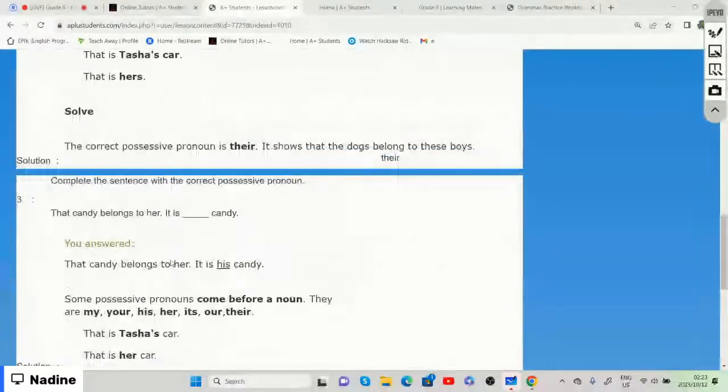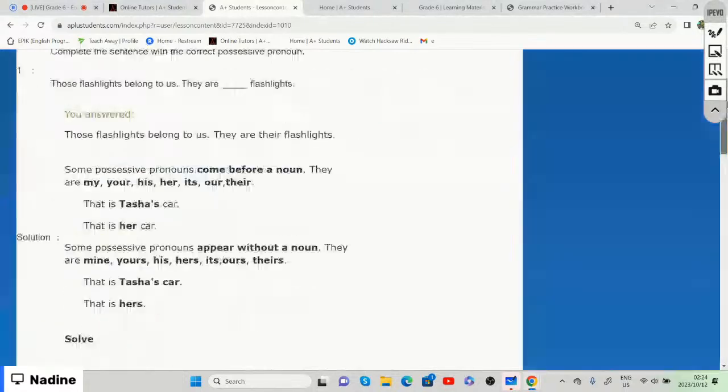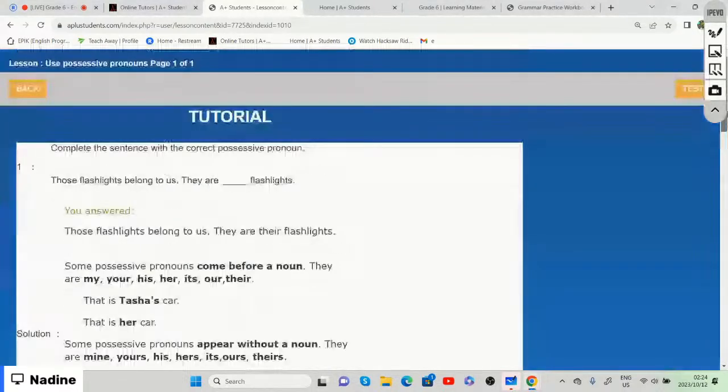All right, so just once again, let's go over number 3. It says, that candy belongs to her. It is candy. So the candy belongs to her. So we said it is her candy. All right. So now we're going to do our test on using the possessive pronouns.